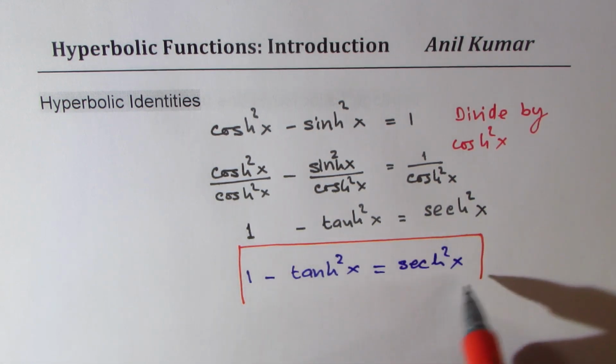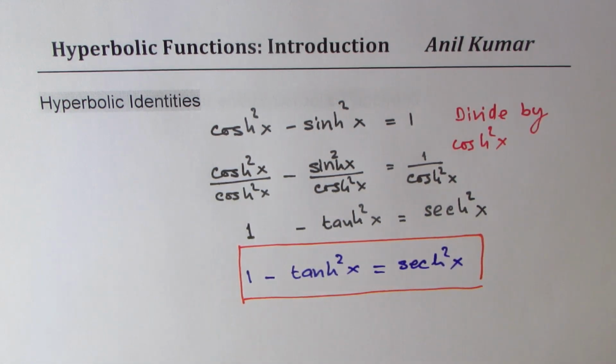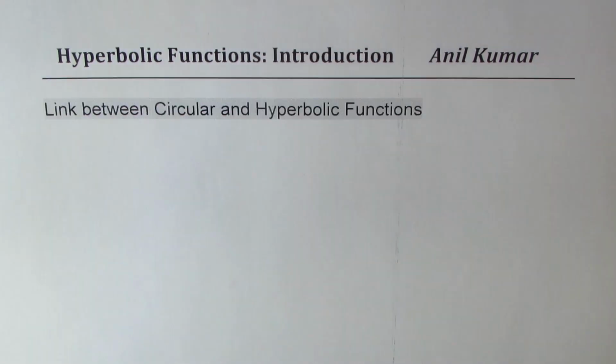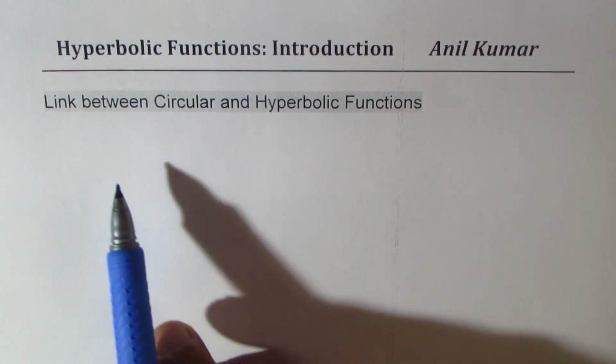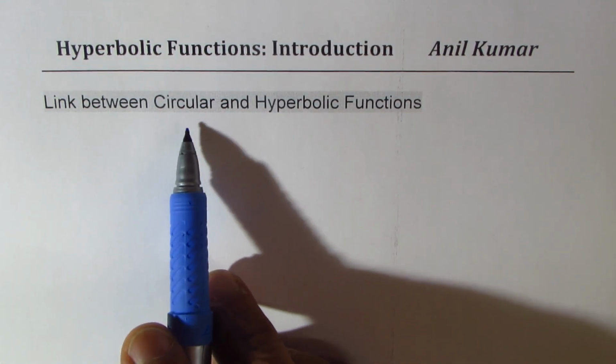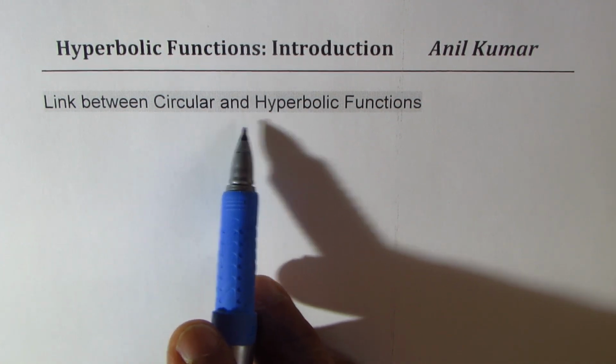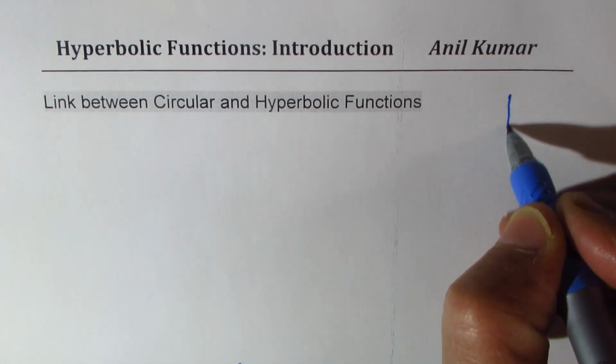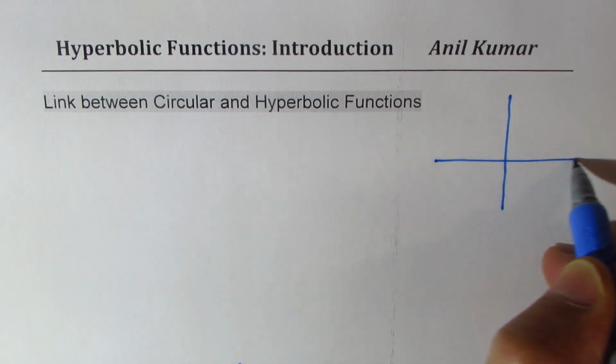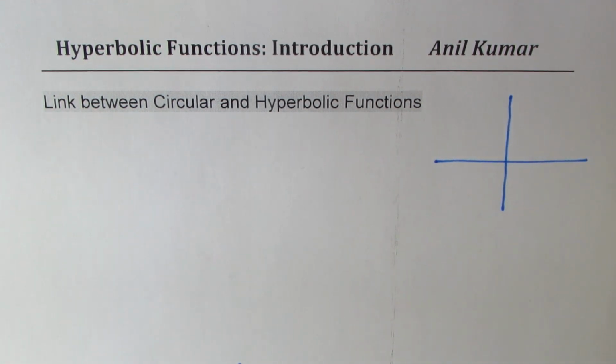We'll take some examples and prove some more identities using these hyperbolic functions. And now let's try to understand similarities between these hyperbolic functions and trigonometric functions, which are also known as circular functions. Now we will see some more links between circular functions, which are trigonometric functions, and hyperbolic functions. So let's get back to our unit circle.